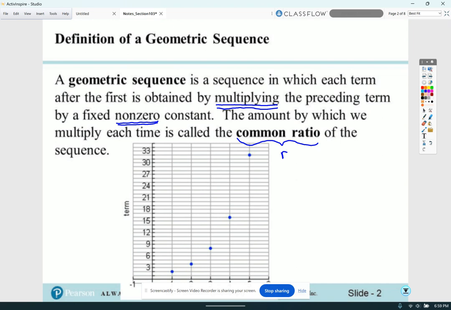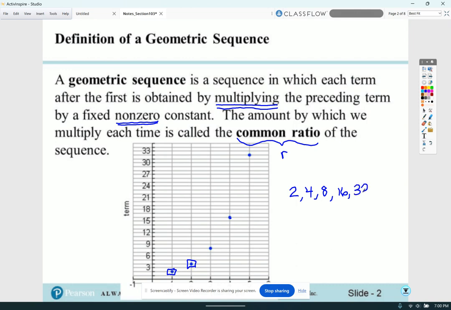So on our picture here, we've got a graph of a sequence where the first term in the sequence is the number 2. That comes from this point here. And then the second term in the sequence is the number 4. That's the value of that second term. The third term is 8. The fourth term here is 16. And the fifth term here is 32.